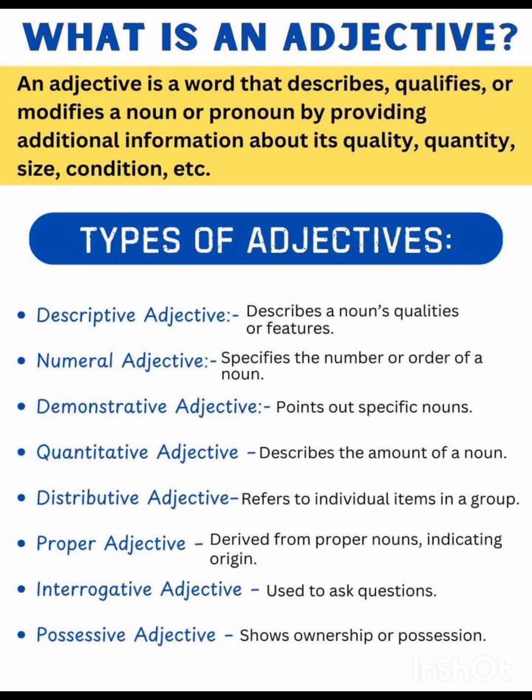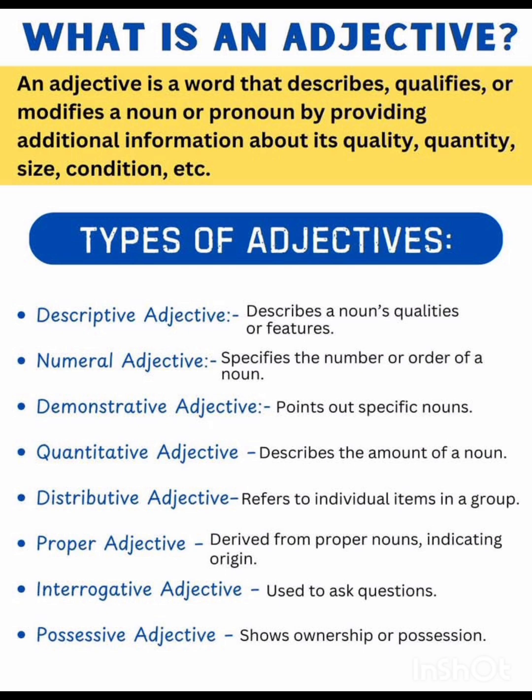As I have earlier discussed, nouns, articles, and pronouns, adjectives are also very important when it comes to parts of speech. In simple words, what is an adjective? An adjective is a word that describes, qualifies, or modifies a noun by providing additional information about its quantity, quality, size, condition, and other aspects of the noun.